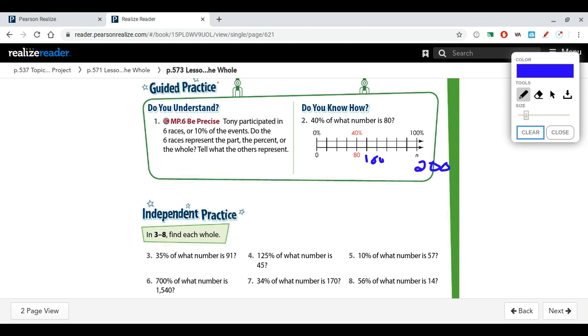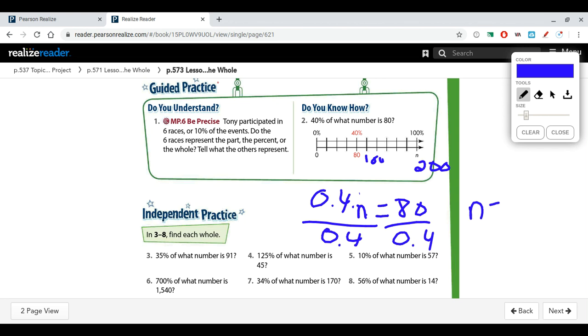If I show this mathematically, I would do 0.4, so 4/10 times N, sorry, they wanted N. I didn't see that, let me go back and put that in. 4/10 N equals 80. So to solve, I would divide both sides by 4/10, and then N is going to be equal to 200.